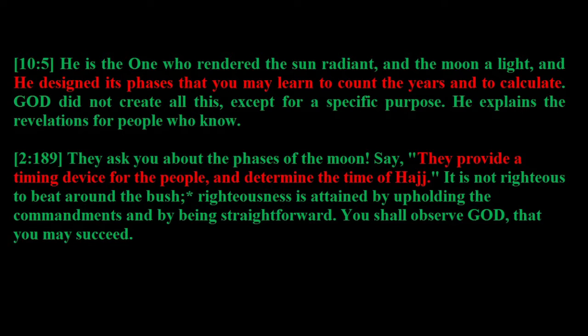It is not righteous to beat around the bush. Righteousness is attained by upholding the commandments and by being straightforward. You shall observe God that you may succeed. It's by God's wonderful design that the sun and the moon follow precise orbits, never deviating. And it's for this reason that we can calculate the phases of the moon for the year and many years to come without any error.